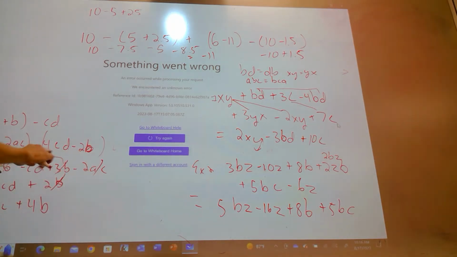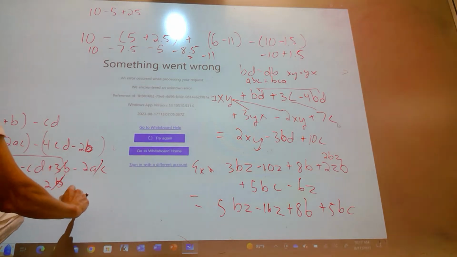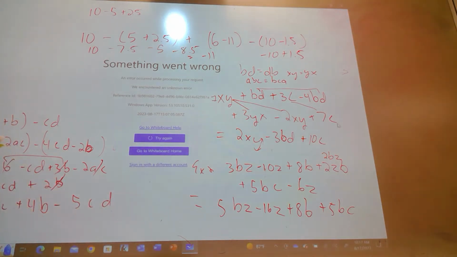What I have left now is minus CD and minus 4CD. So minus 1, minus 4. Abigail? Minus 5. So what we did is we distributed the negative. We distributed it here also. So we have minus 3AC plus 4B minus 5CD. Let's do another one. Are there any questions?